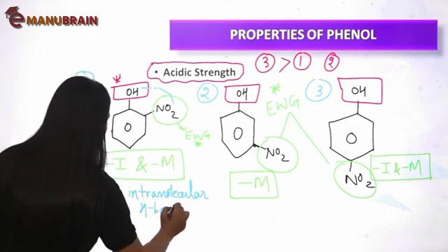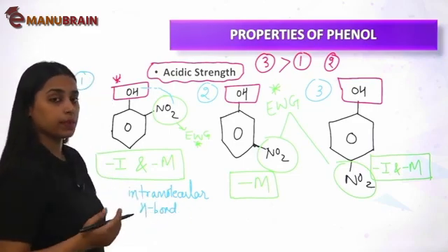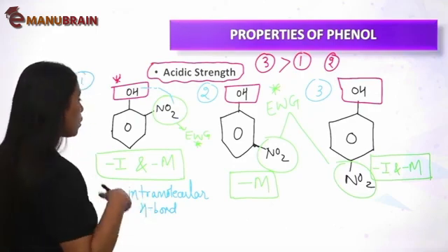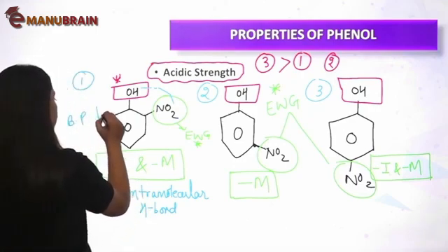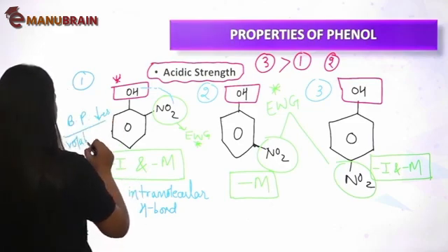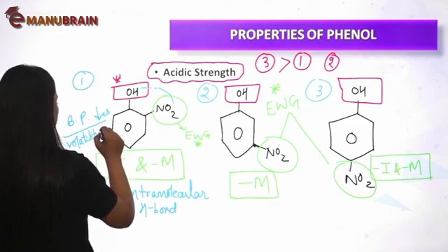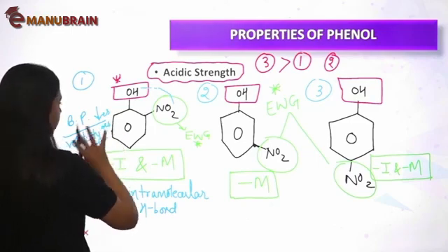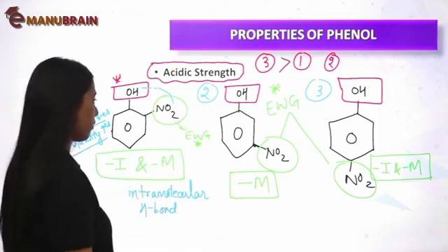So when it shows intramolecular hydrogen bonding, then the association is present within the same molecule. So their boiling point also decreases. When boiling point decreases, that means volatile nature increases. So we'll call it volatility, that increases. And these ortho and para can be separated by steam distillation. This we know this very well.